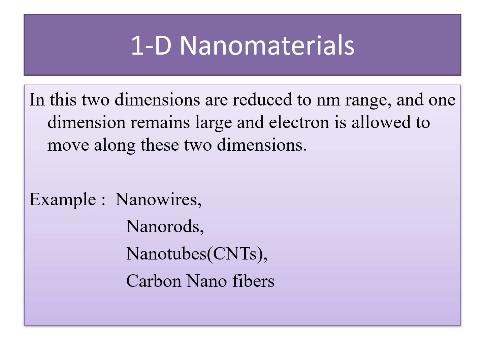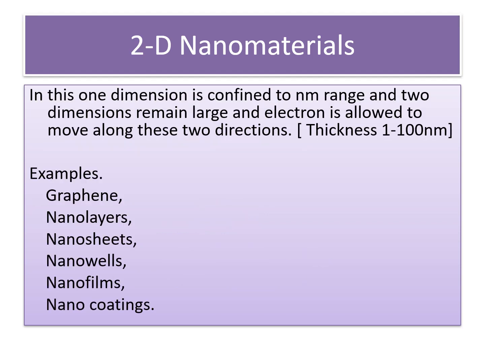One dimensional nanoparticles means, in this case, two dimensions are reduced to the nanometer range and one dimension has a size of more than 100 nanometers. It remains large. For example, a nanowire has one dimension more than 100 nanometers. Nanorods, nanowires, nanotubes, and carbon nanofibers would also come under one-dimensional nanoparticles.